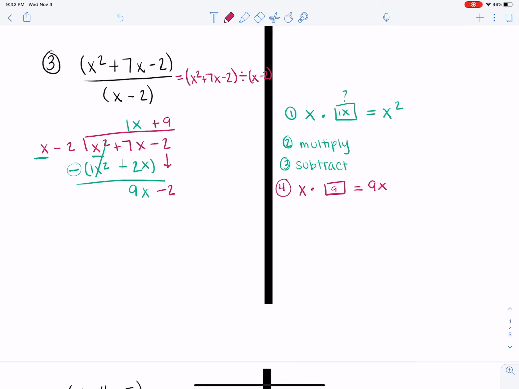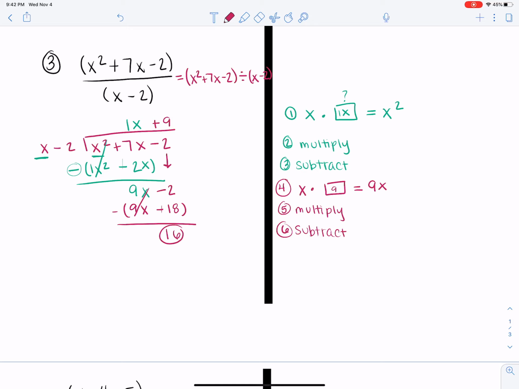Now I'm going to multiply, and after we multiply, we're going to subtract. So 9 times x is 9x. 9 times -2 is -18. You're going to subtract that whole line. 9x minus 9x cancels. -2 minus -18, again, it's kind of changing it to a plus. So -2 minus -18 is a positive 16. I don't have any other numbers to bring down, so 16 is my remainder.